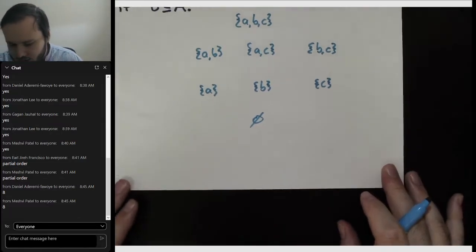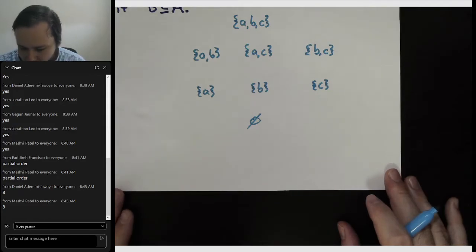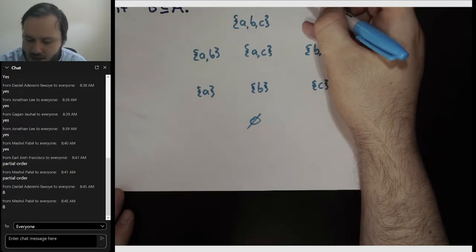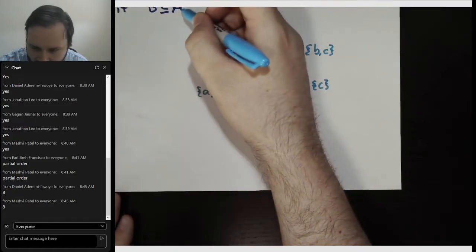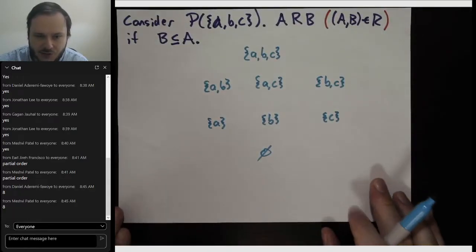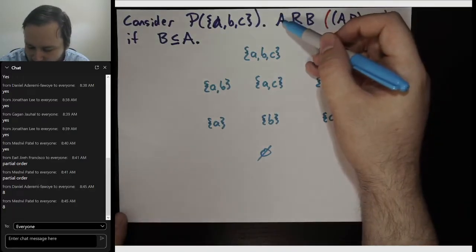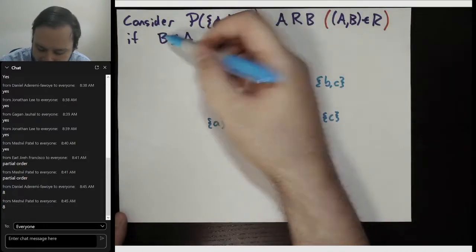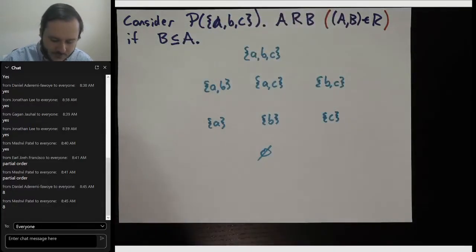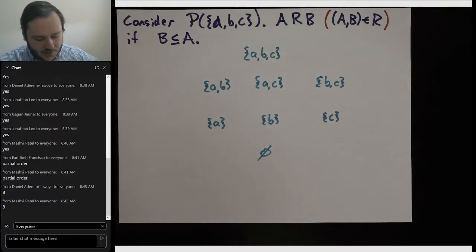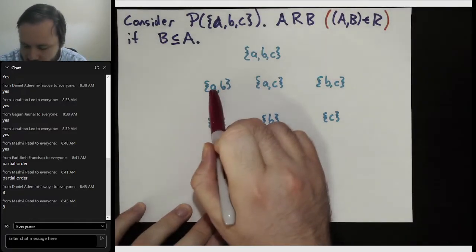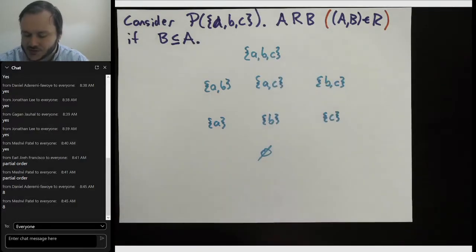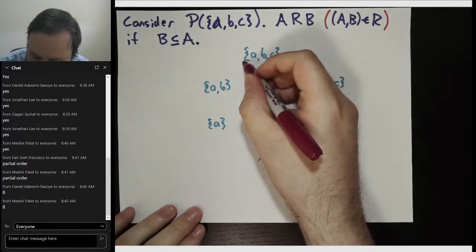Okay. And so now I want to draw an arrow from A to B if B is a subset of A, right? So we got to make sure we get our arrows correctly. Arrow from A to B, ARB, so from A to B, if B is a subset of A. So I know that A comma B is a subset of ABC. So I draw an arrow from ABC back to B.